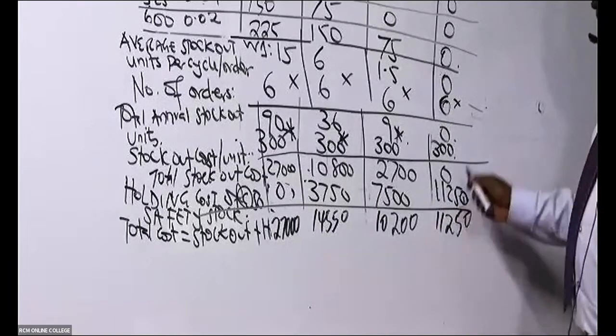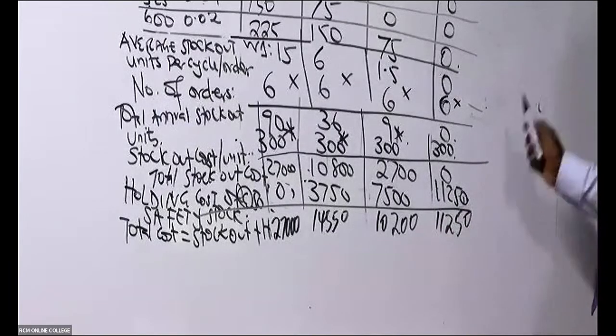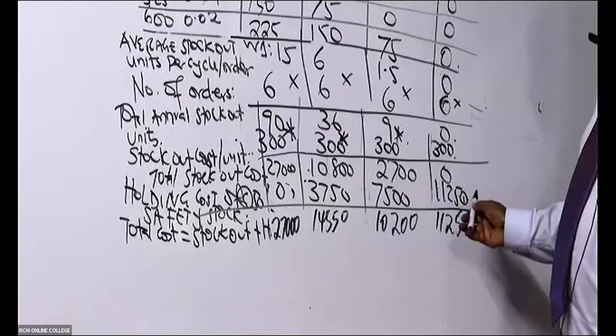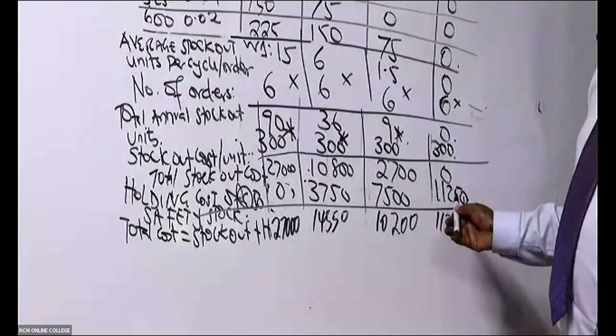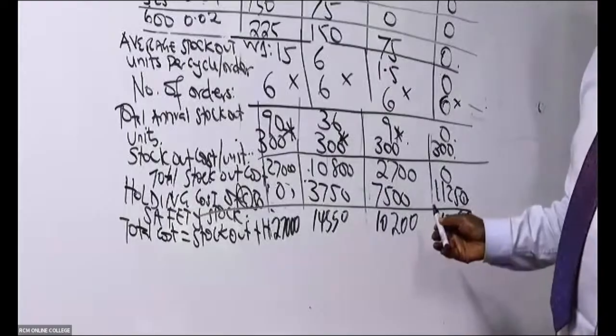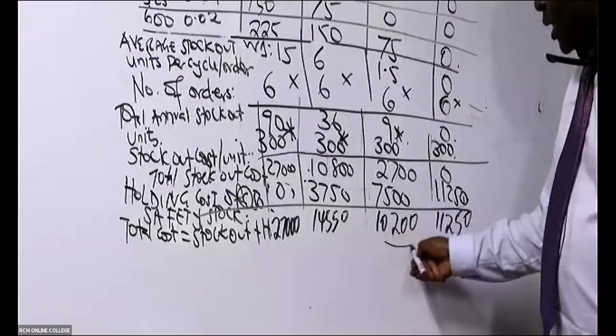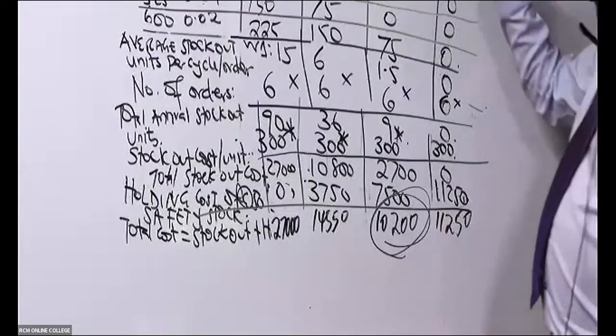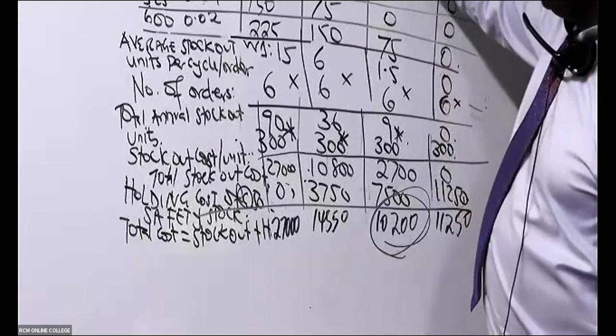11,250. So then, ladies and gentlemen, which one is the very best cost amongst all this? The minimum one, isn't it? It is 10,200 is the least, isn't it? So 10,200 is the lowest. So this is the optimal cost.